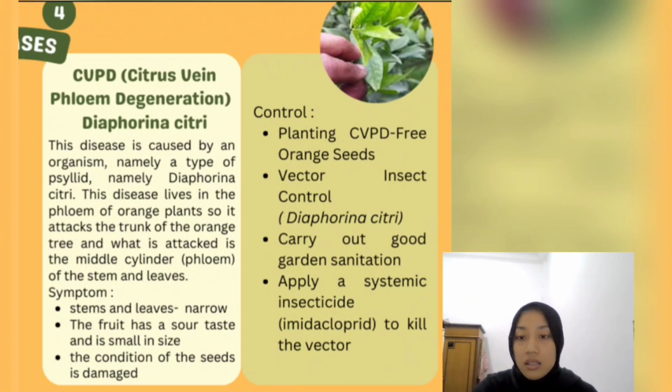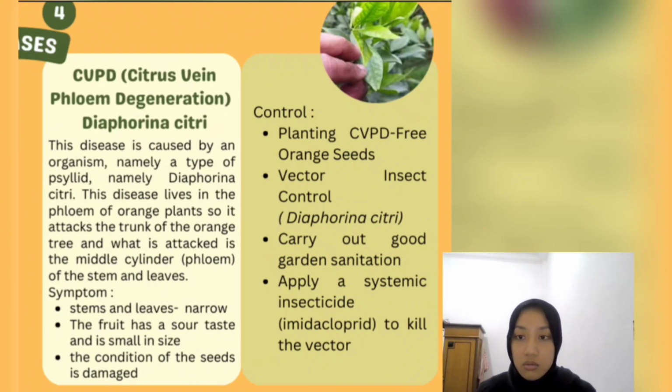Symptoms: the stem and leaves are narrow, and the fruit has a sour taste and is small in size. Third, the condition of the seed is damaged. Control: planting CVPD-free orange seeds. The use of CVPD-free orange seeds is an absolute requirement that must be met by orange farmers so that their orange cultivation business can be successful.